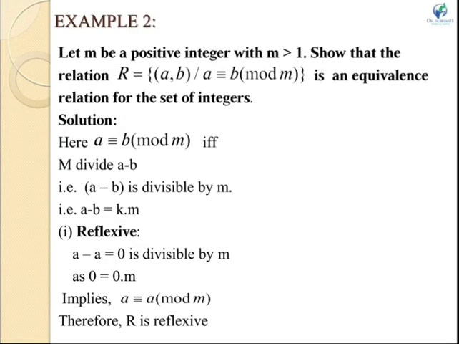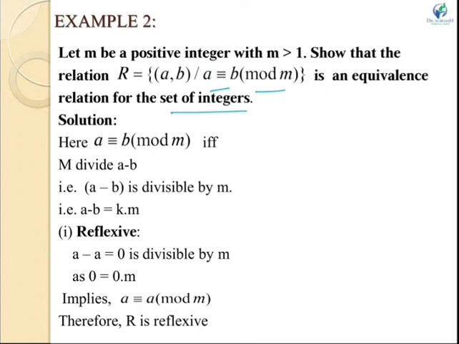Let us take one more example. Let m be a positive integer with m greater than 1. Show that the relation R, where R equal to (a, b) such that a is congruent to b mod m, is an equivalence relation for the set of integers. Now here we have to show that it is an equivalence relation. The congruence relation is given to us and we have to prove that it is an equivalence relation.